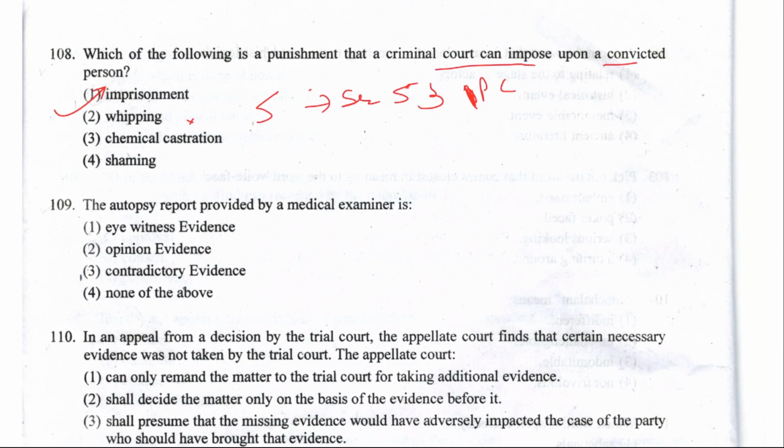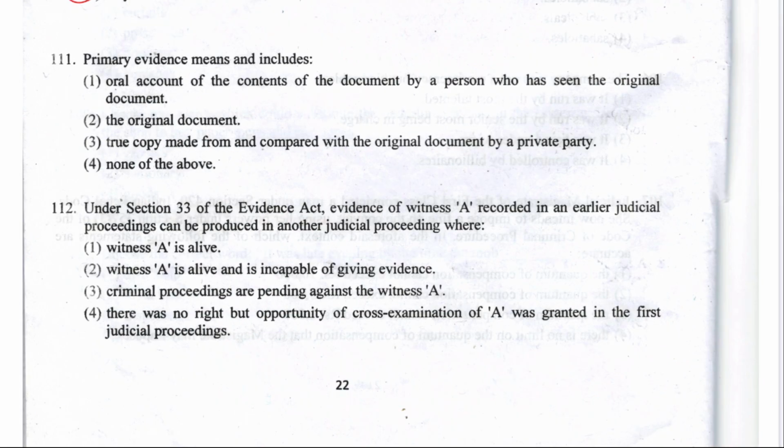Next is 109. Autopsy report provided by medical examiner is eyewitness evidence, opinion, contradictory. It is only an opinion. So 2 is the answer. Next is 111. Primary evidence means and includes the original document. Oral है, true copy देखने की जरूरत ही नहीं है. Primary evidence is mentioned in section 62. 61 क्या कहता है? Proof of contents can be primary or secondary. 62 कहता है primary evidence.